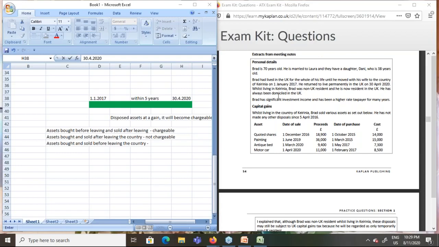He has always been domiciled in the United Kingdom. Brad has significant investment income and has been a higher rate taxpayer for many years. Whilst living in the country of Kenya, Brad sold various assets as set out below. He has not made any other disposal since 5th of April 2016. Now I will explain quoted shares.